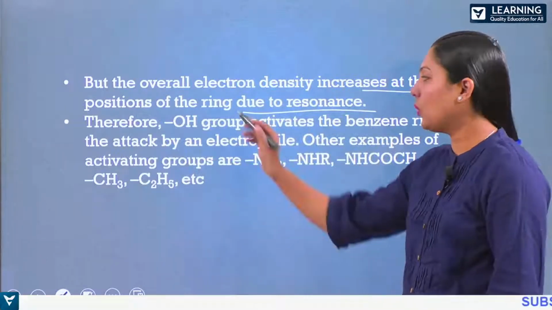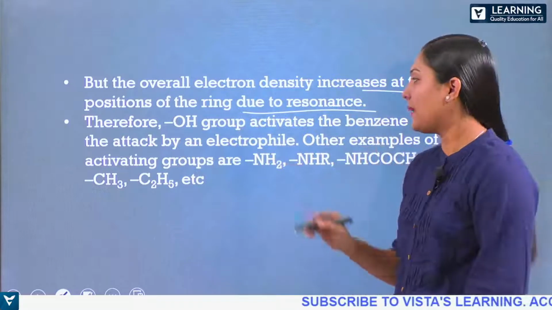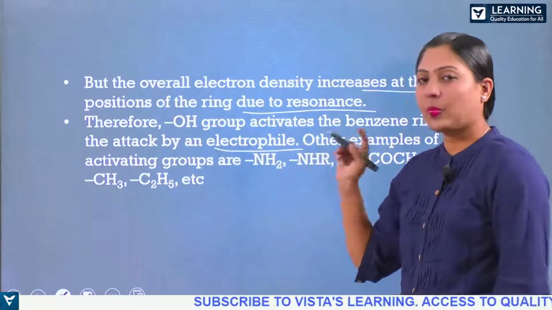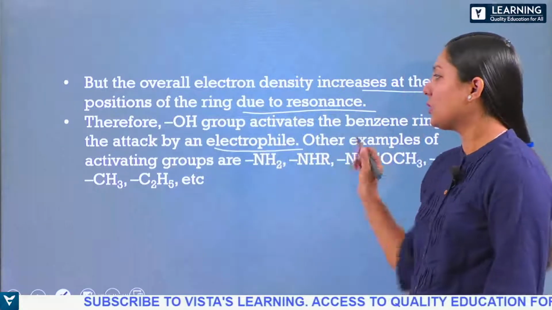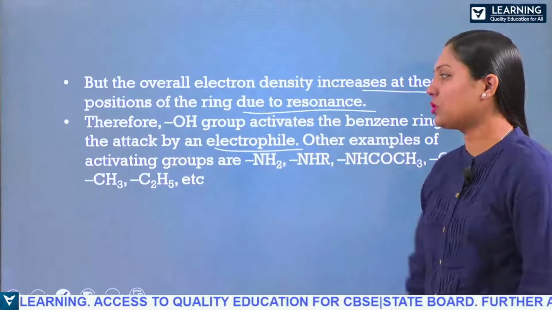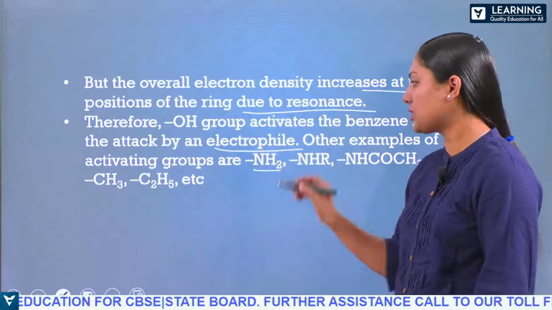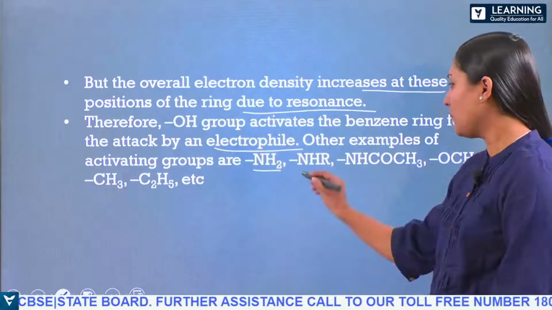Therefore, the OH group activates the benzene ring for attack by an electrophile, so that it will go to the ortho and para positions. Other examples of activating groups at ortho and para positions are the NH2 amine group.